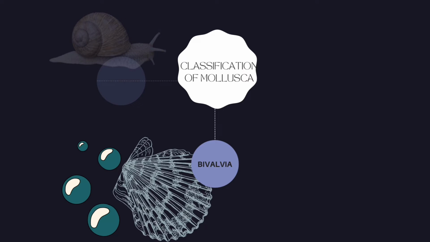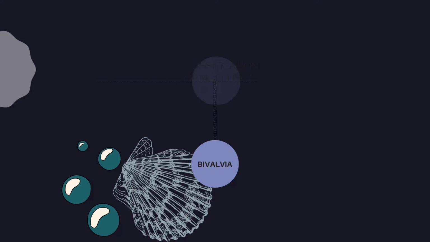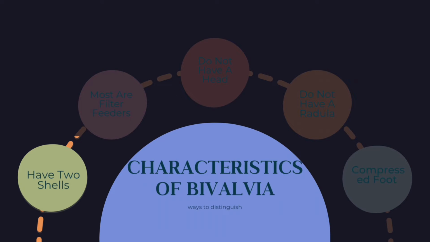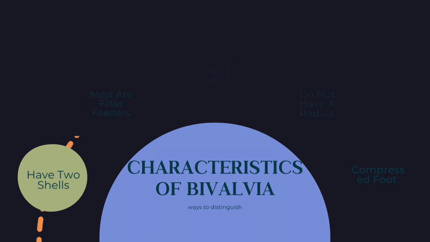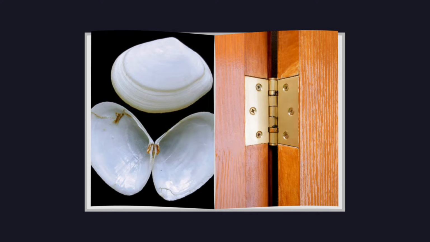We'll look at the second class of mollusca, which is bivalvia. They have two shells joined at one edge by a hinge. You can imagine the structure of the shells as the hinge of a door.